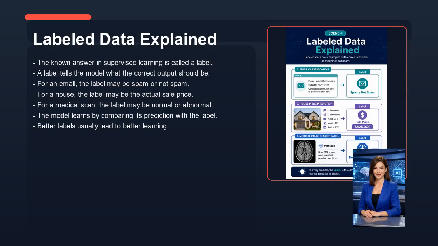Now let's look at labeled data explained. The known answer in supervised learning is called a label. A label tells the model what the correct output should be. For an email, the label may be spam or not spam. For a house, the label may be the actual sale price. For a medical scan, the label may be normal or abnormal. The model learns by comparing its prediction with the label. Better labels usually lead to better learning.